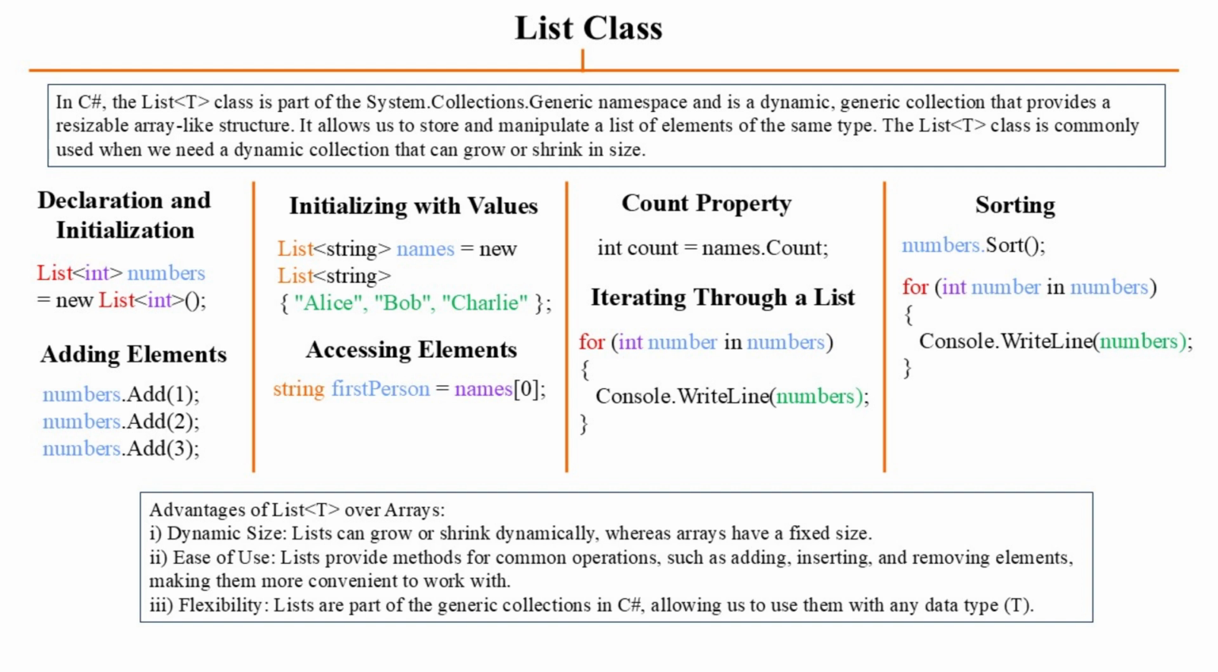Fifth, Count property. The Count property gets the number of elements in the list. In the Count property example, the program assigned the number of elements in the list names, which is 3, to the variable count. Sixth, iterating through a list.